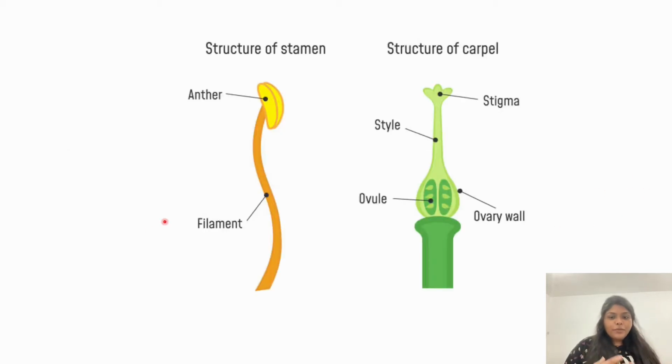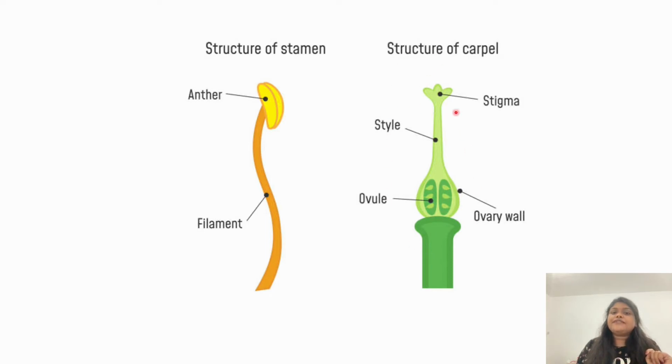If we look into the details of the structure of the male reproductive part and the female reproductive part, the male reproductive part is composed of 2 organs, the anther and the filament. The anther is basically the male reproductive part, which contains the pollen grains inside. Pollen grains contain the male gamete. The filament helps in attaching the anther to the rest of the plant.